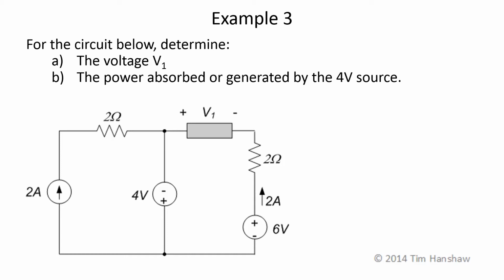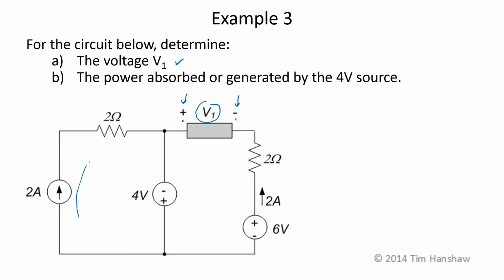Okay, in this example, the first thing we want to do is determine the voltage V1 across this unknown element, and we're given the polarity that we have to use. This is going to be assumed to be a higher voltage than on the right. Now, to find a voltage, KVL is probably the way to go.